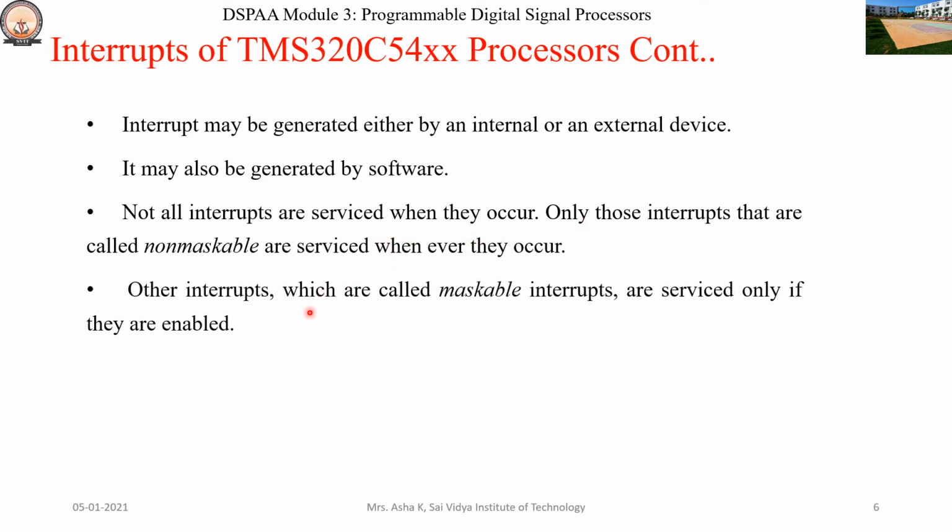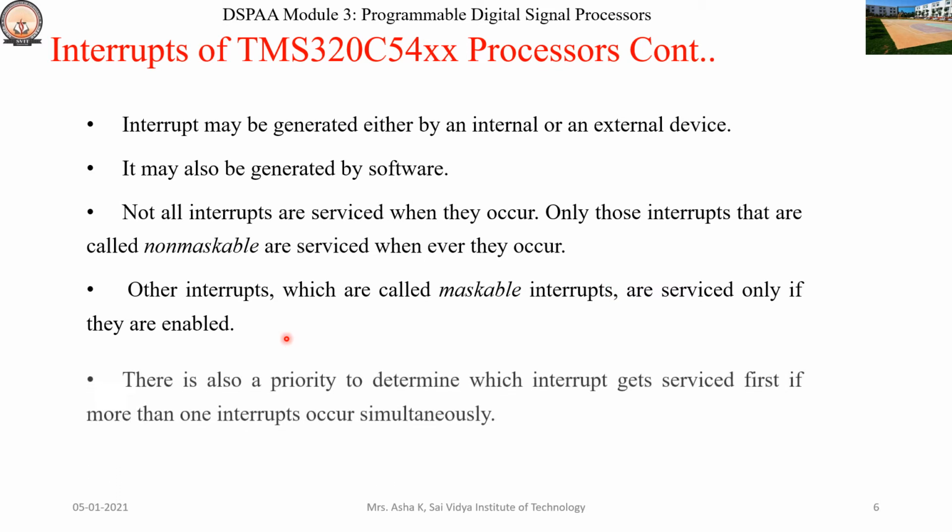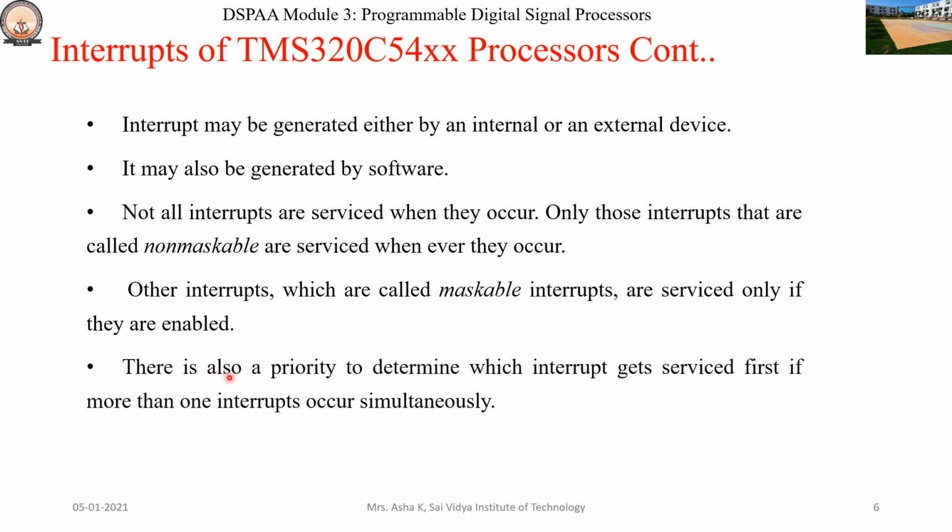Other interrupts, which are called maskable interrupts, are serviced only if they are enabled in the processor. There is also a priority to determine which interrupt gets serviced first if more than one interrupt occurs simultaneously.